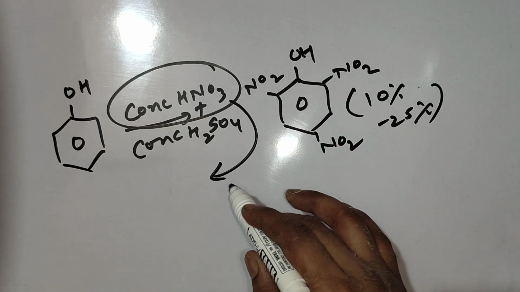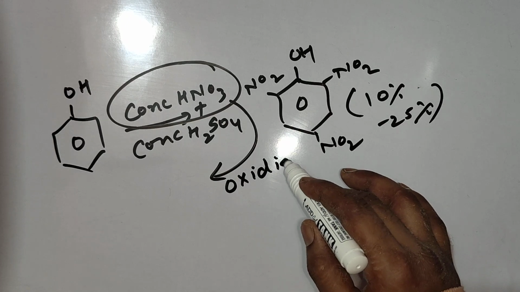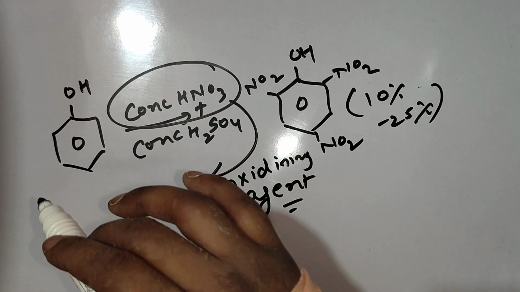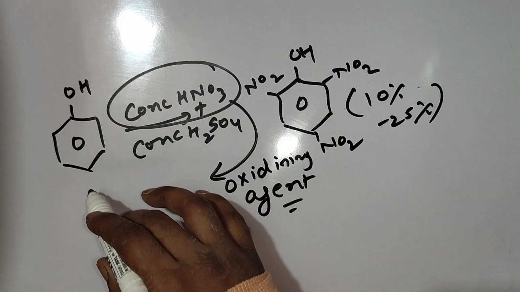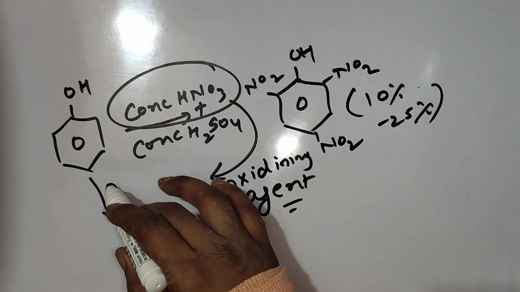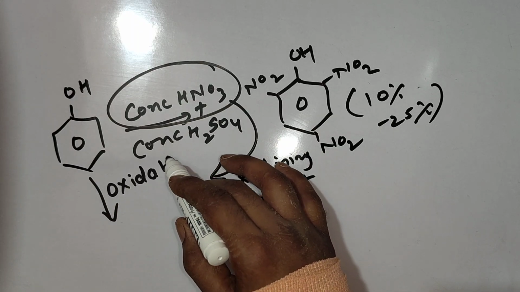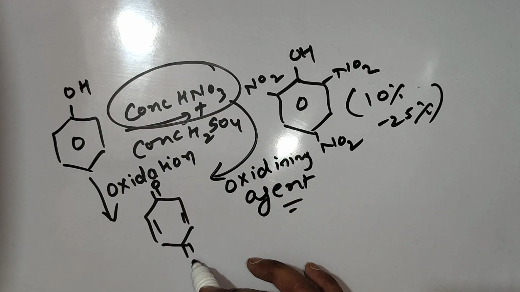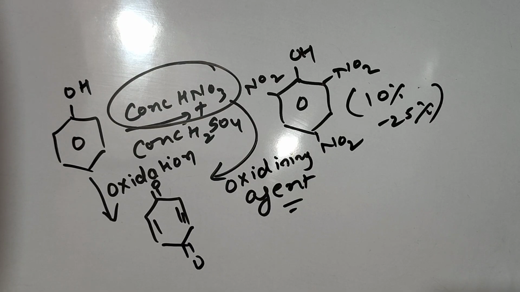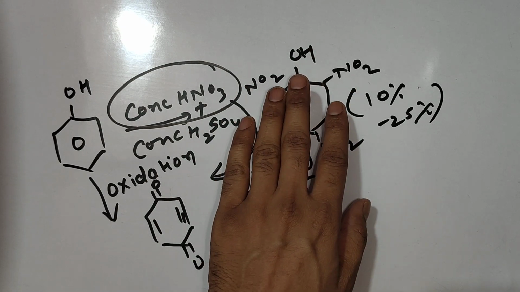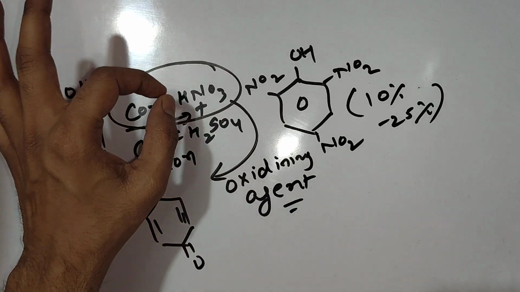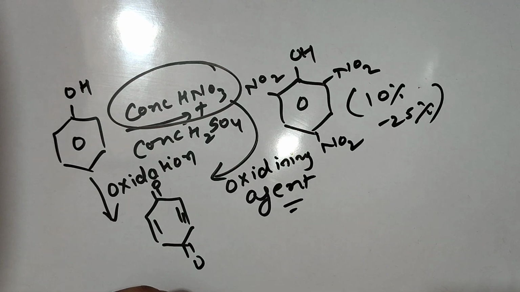Concentrated nitric acid is also working as an oxidizing agent. Like dilute nitric acid was working, same problem here. Concentrated nitric acid is working as an oxidizing agent, due to which many particles of phenol will get oxidized and will be converted to benzoquinone, already discussed in a previous video. This is the problem. Nitrated product is very less, only 10 to 25%, and most of the particles are getting oxidized due to concentrated nitric acid. Now, how is concentrated nitric acid working as an oxidizing agent? Let's recall.